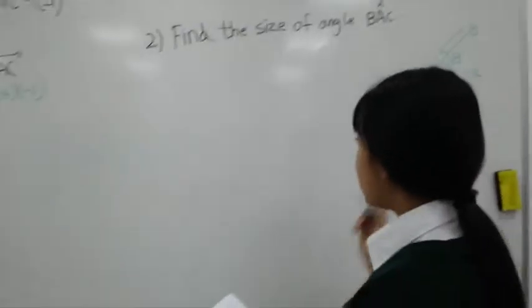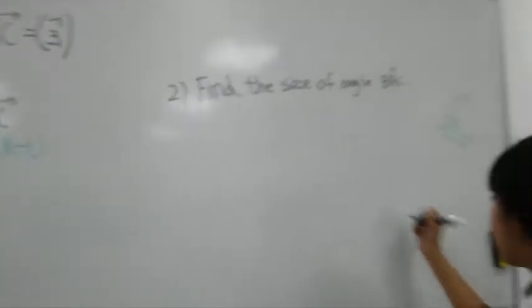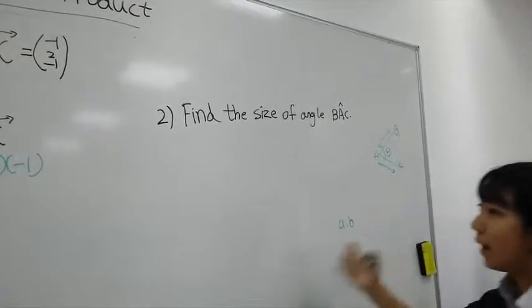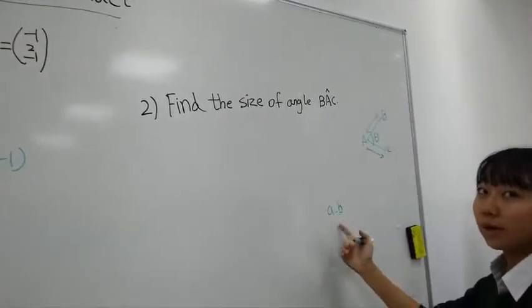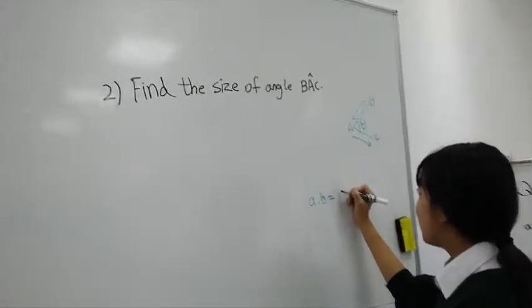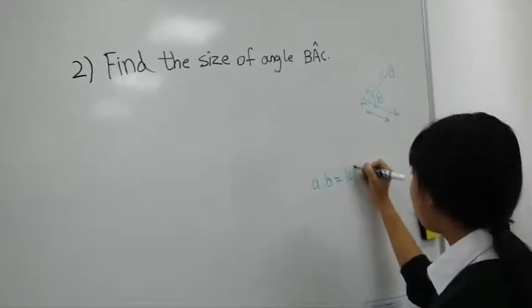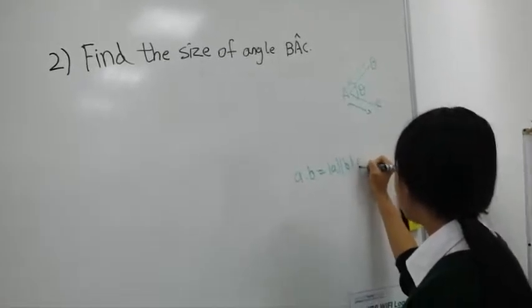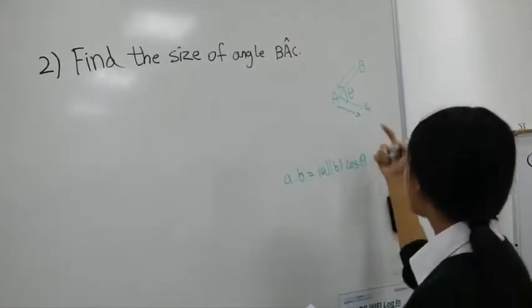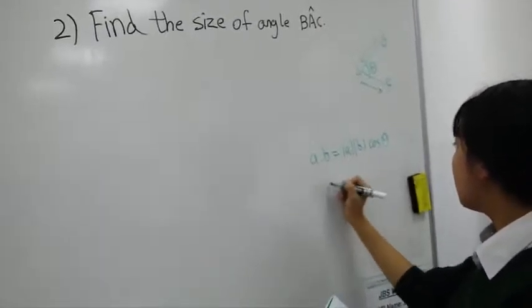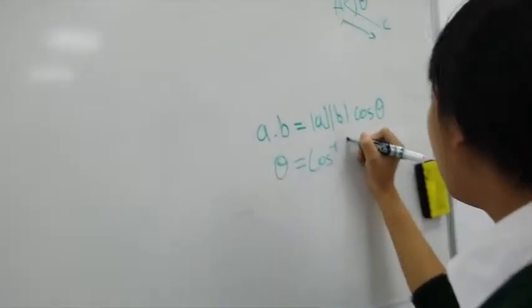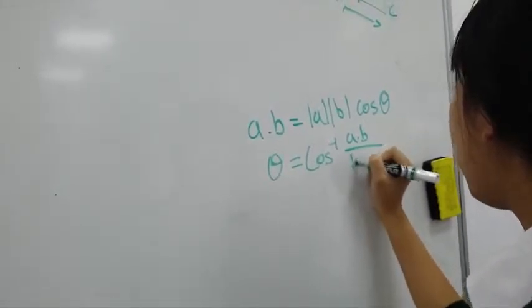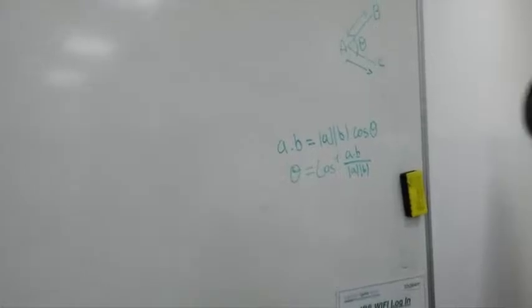Now let's go. We need a rule to find this. This is the rule to find the value of the two vectors together: the magnitude of A times the magnitude of B times cos theta, which is the unknown angle. And by rearranging, theta equals cos minus 1 of A times B over magnitude A and magnitude B. And then we can now start doing the question.